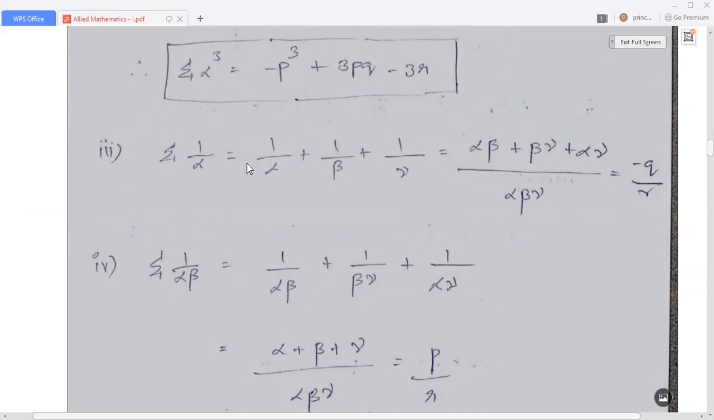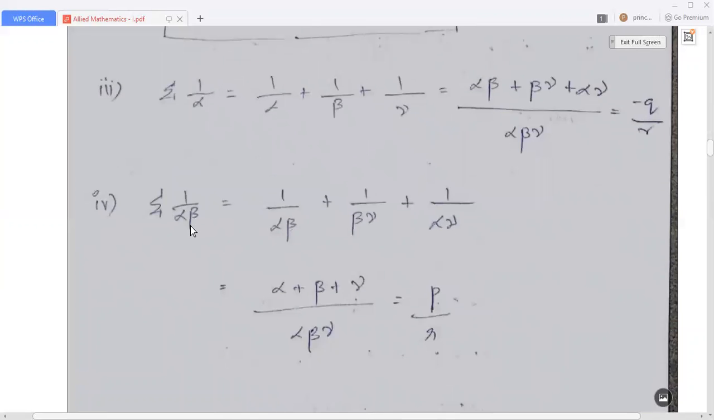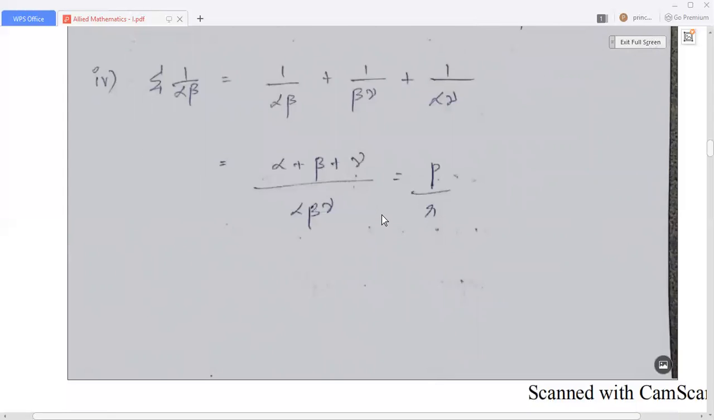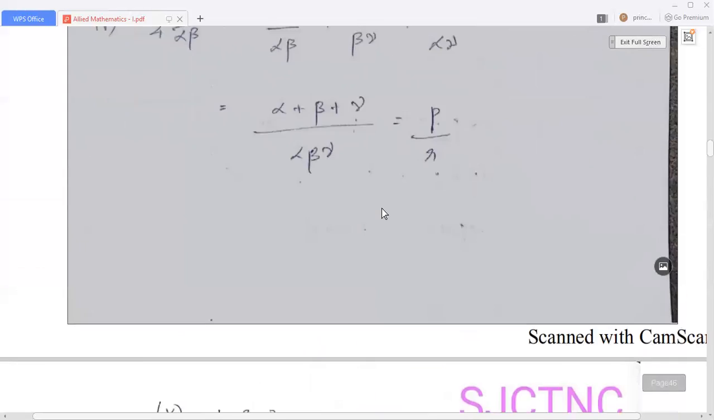Next one, we calculate sigma 1 by alpha. Sigma 1 by alpha is equal to 1 by alpha plus 1 by beta plus 1 by gamma. When you simplify this by taking LCM, we get this result. In this, we substitute the available values. This is minus q by r. Fourth one, sigma 1 by alpha beta, the formula is 1 by alpha beta plus 1 by beta gamma plus 1 by alpha gamma. When you simplify this by taking LCM, we get this result. So in this, we substitute the available values. That is equal to p by r. So this completes the fourth part.